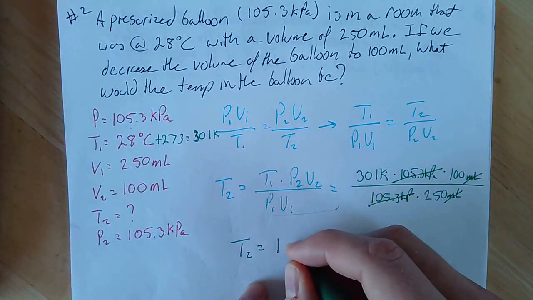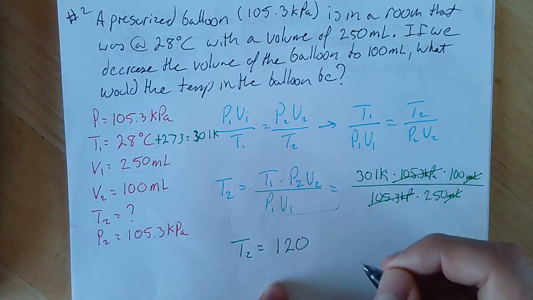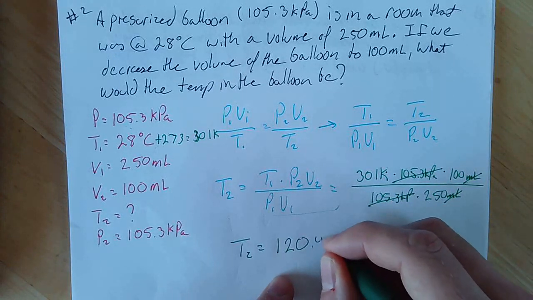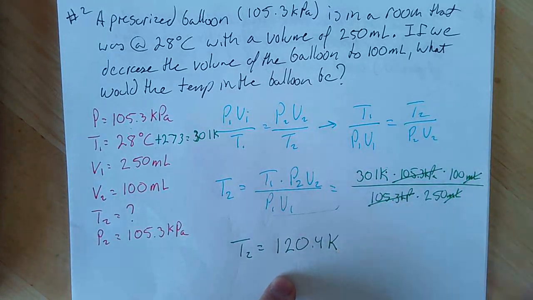And so we end up with 120.4 Kelvin. So in this case, we are super cold. That wouldn't be a good thing. We wouldn't be living in that atmosphere.